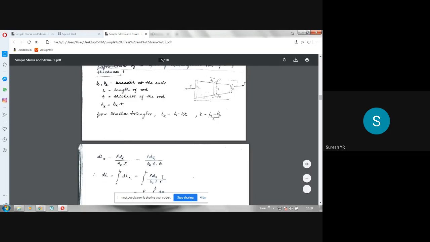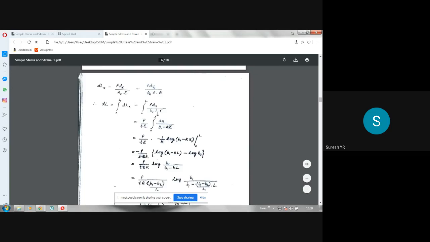So P is as it is. What happens, this T you can take outside because it is constant. P is constant, you can take outside. T is constant. E, Young's modulus, also is constant. So the variable is x here. So we have to integrate dx divided by b1 minus kx.